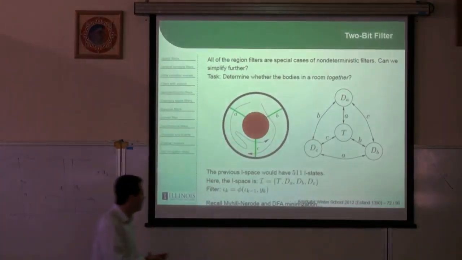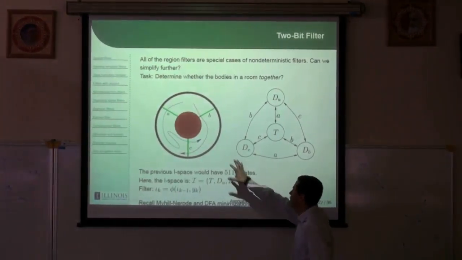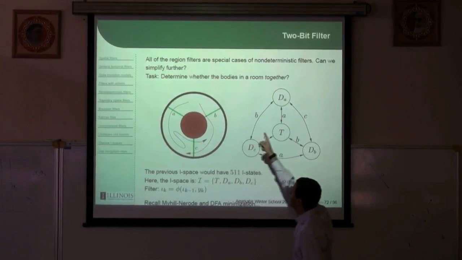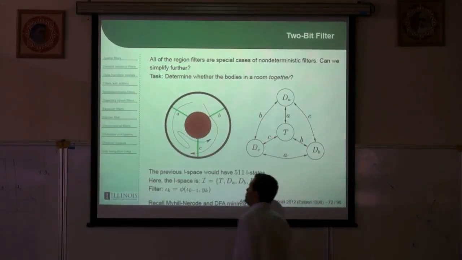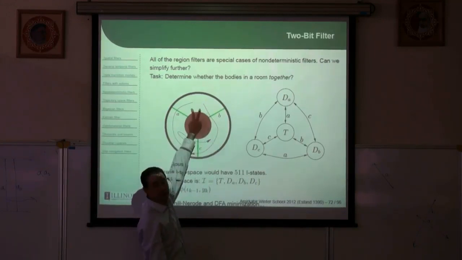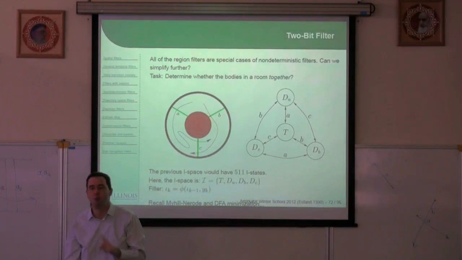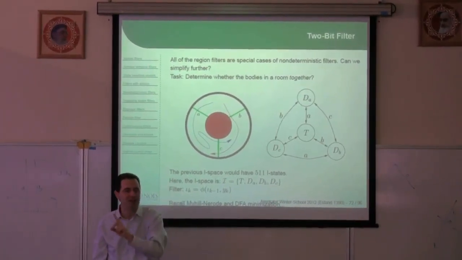It's running off the bottom a bit there, but it doesn't matter. So here's the idea. I have exactly this problem again. And here's the question I ask. Are the 2 bodies in a room or region together? In other words, are they together here? Are they together here? Or are they together here? If one of those 3 cases is true, the answer is yes. Otherwise, the answer is no.